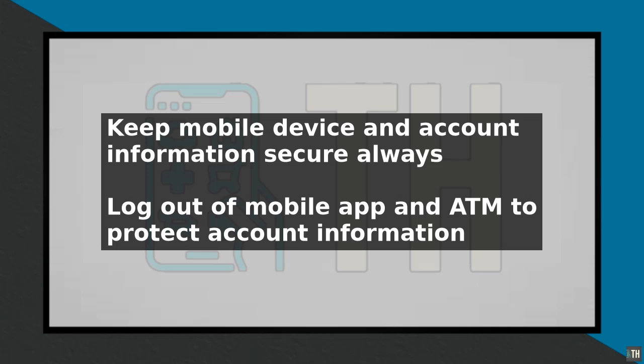Remember to always log out of the mobile app and the ATM when you are finished to protect your account information. Using a Fifth Third Cardless ATM is a convenient way to access your account without the need for a physical card. And by following these steps, you can take advantage of this feature while keeping your account secure.